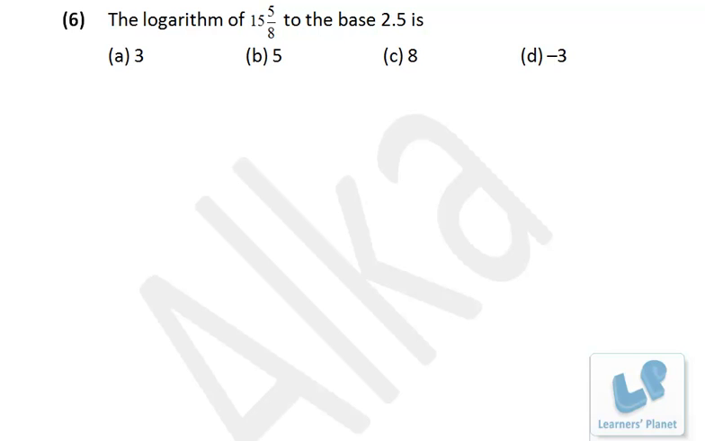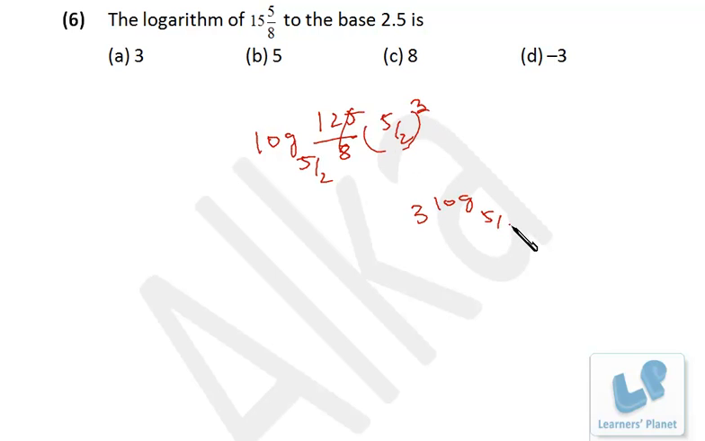Now this one, logarithm of this to the base 2.5. Now this is what, 15 into 8, that's 120 plus 5, so 125 by 8, right? So what we want, log 125 by 8 to the base 5 by 2, right? So this is actually 125 by 8, that is 5 cube by 2 cube, or what I can say 5 by 2 whole cube, right? So this can be written like this, right? Now log 5 by 2 to the base 5 by 2 will be 1, so precisely it is 3. Okay, as simple as that.